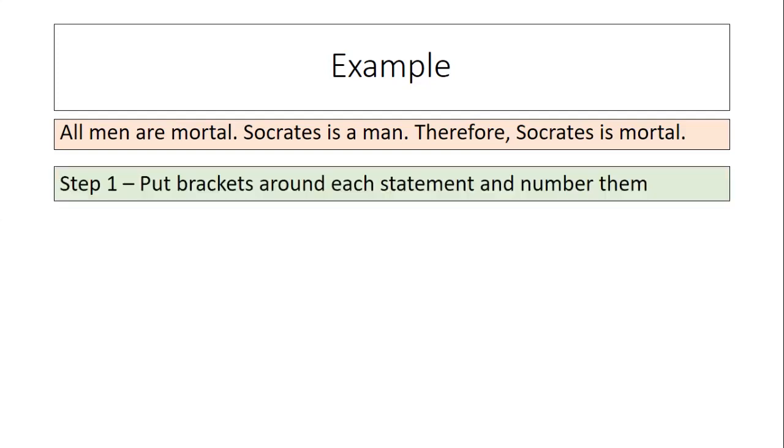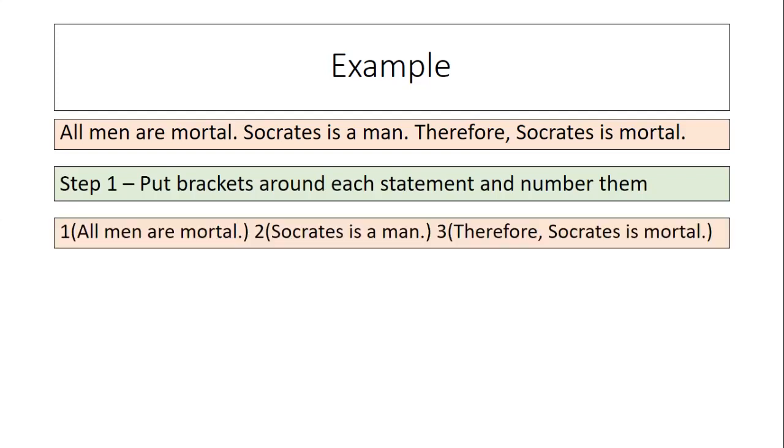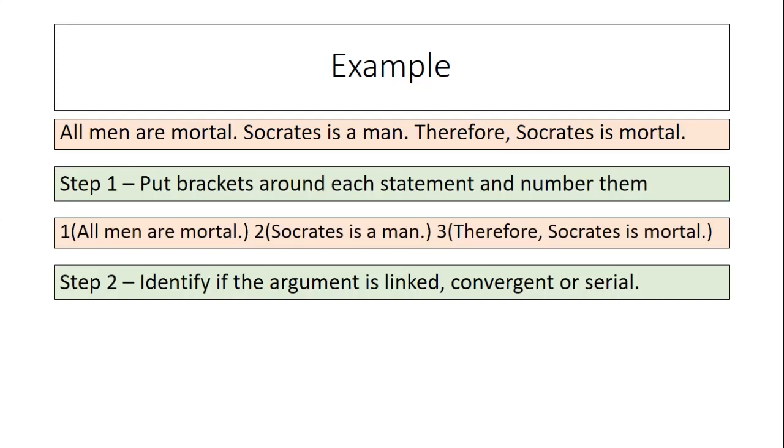So the process is this: put brackets around each statement and number them, okay? And then also put them into a key. I haven't mentioned that here. So you've done that. Step 2, identify if the argument is linked, convergent, or serial.